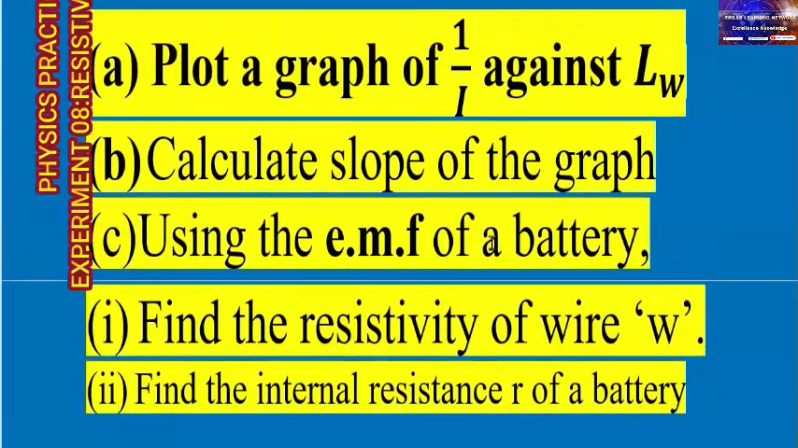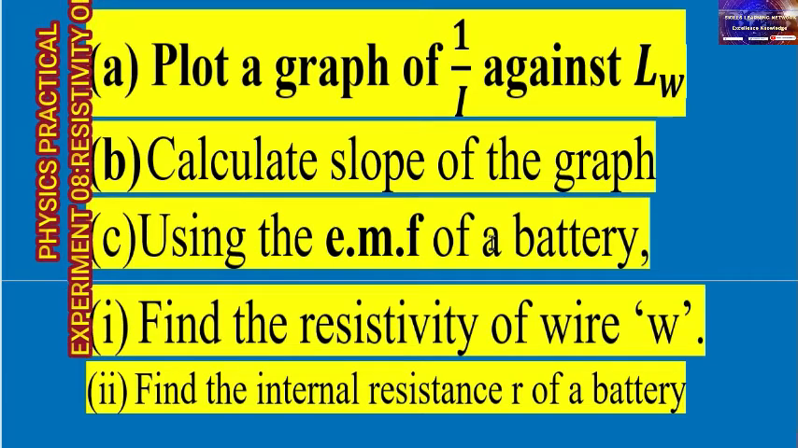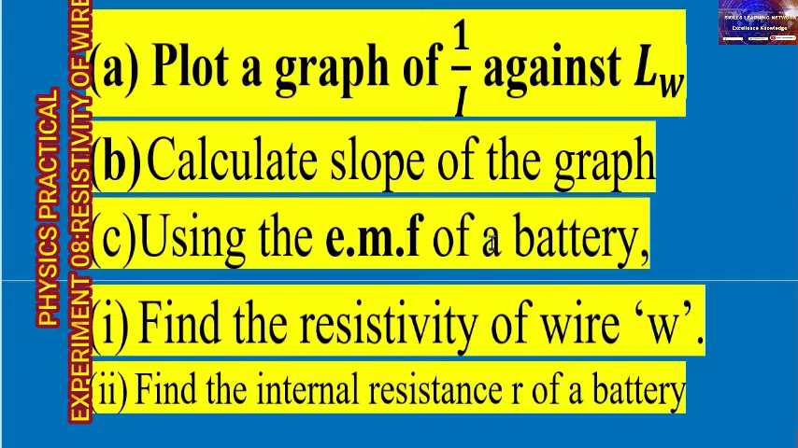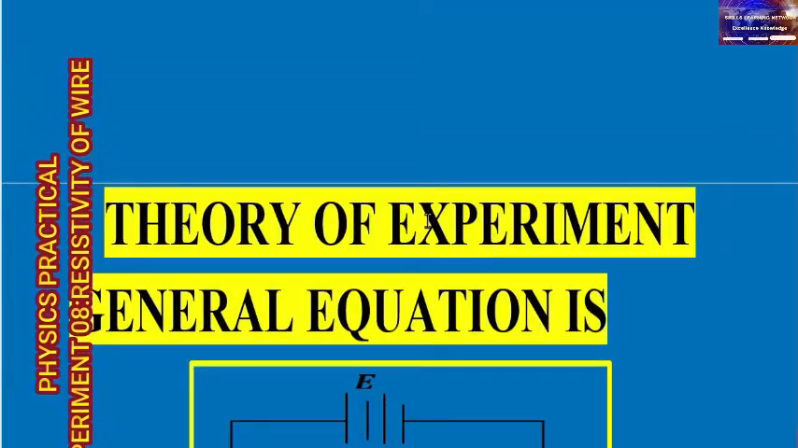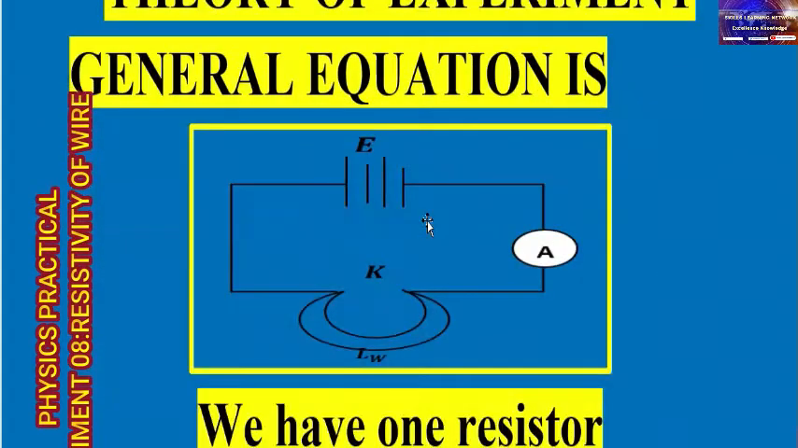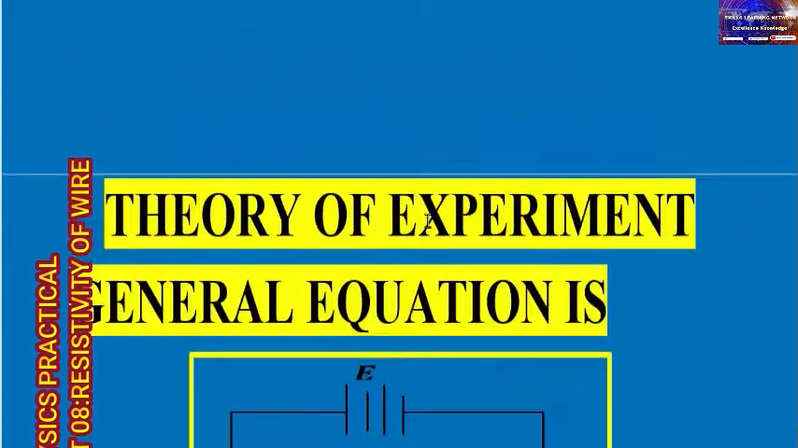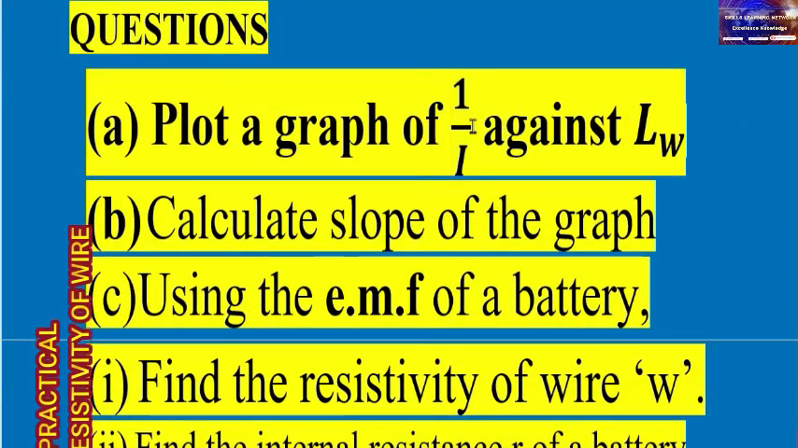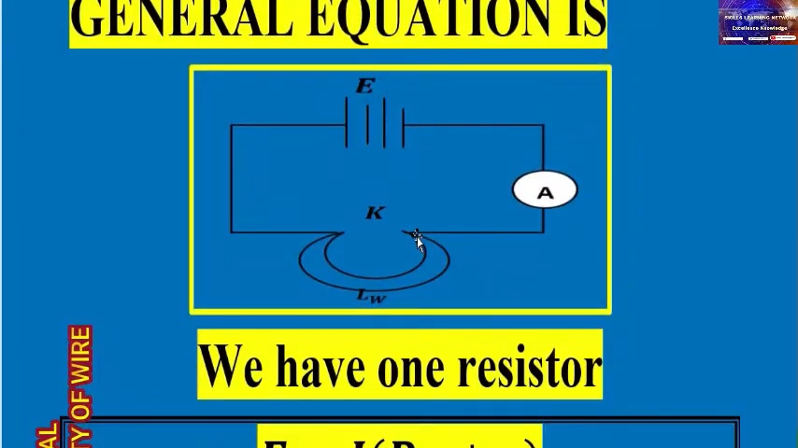Then, after recording the data and seeing those questions, let me proceed to the main concept of the experimental theory. We look at our circuit. We have to derive the equation which obeys this nature of a graph: 1 over I is the y-axis and L is the x-axis. So our circuit is that one.